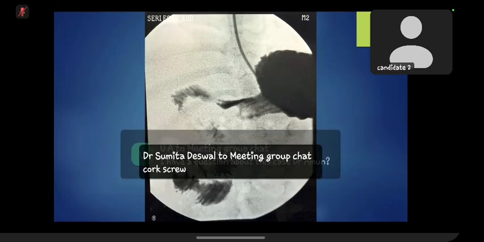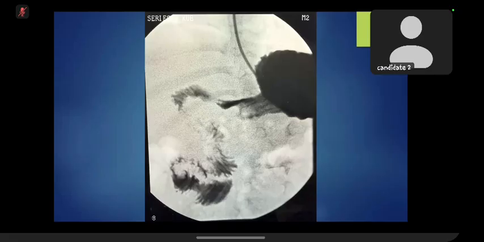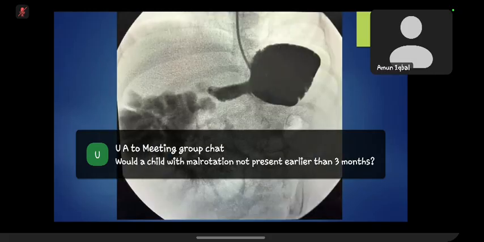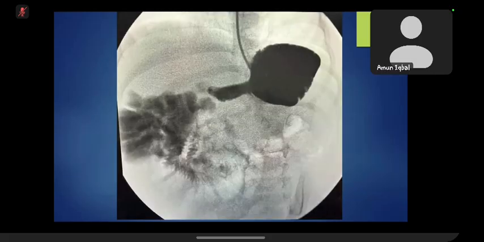This could be malposition of the bowel. The junction of the duodenum... Excellent, very good. Yes, the junction of the duodenum with the jejunum is to the right of the lumbar instead of to the left side. Okay. Now we move to the last film.